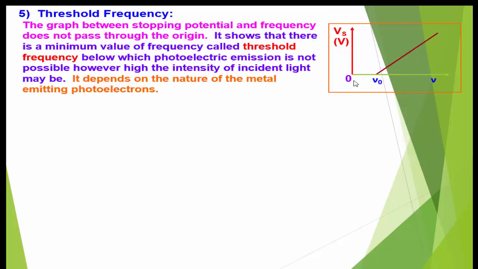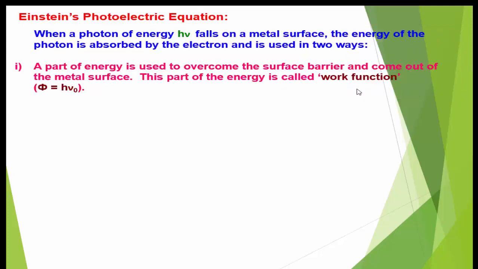When you draw the graph between stopping potential and frequency, it does not pass through the origin. The graph starts from this point, below which no photoelectric emission takes place. It shows that there is a certain minimum value of frequency, called the threshold frequency, below which no photoelectric emission takes place. It is not possible even with high intensity of incident light, and it depends on the nature of the metal. These are the important properties of the graphs.